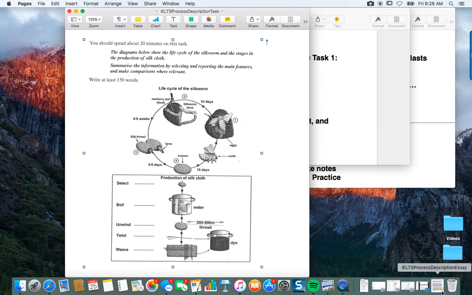Here we are. We've got this process. Maybe you've seen this before. If you read up here, it says, the diagrams below show the life cycle of a silkworm and the stages in the production of silk cloth. Summarize the information by selecting and reporting main features and make comparisons where relevant.